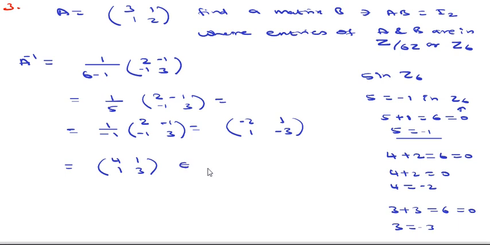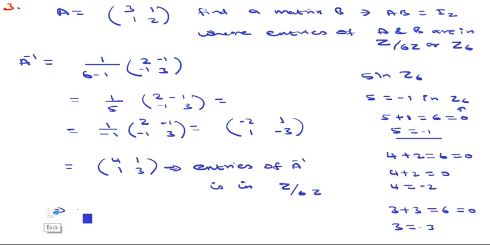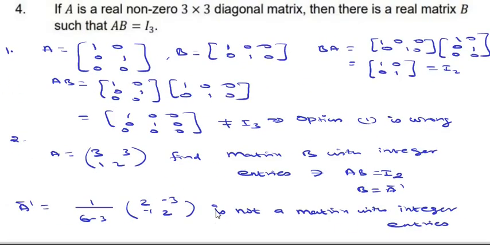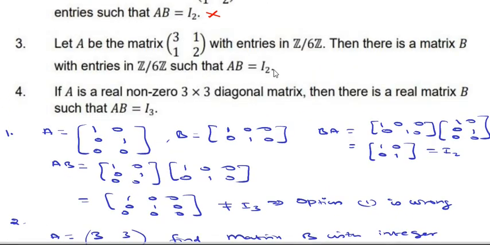So this belongs to Z by 6Z, which implies the entries of A inverse are in Z by 6Z. This implies option 3 is correct. So option 3 is correct. This one is correct.